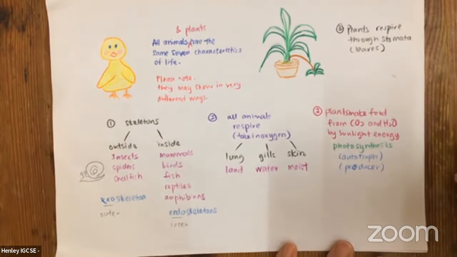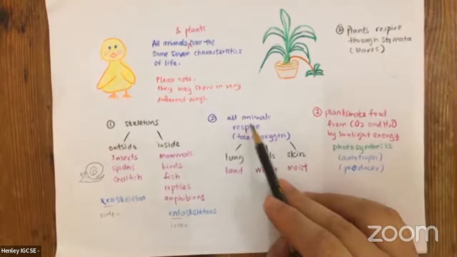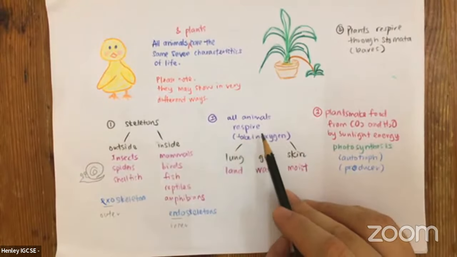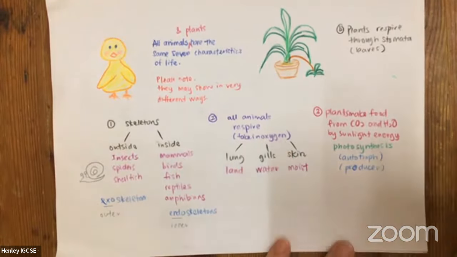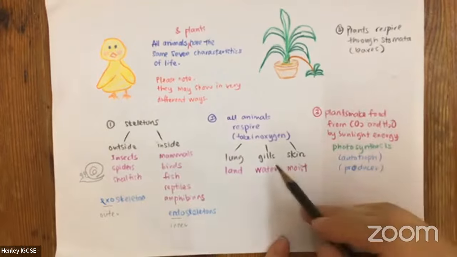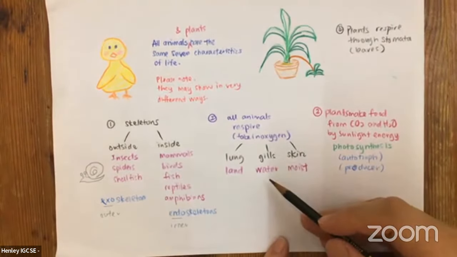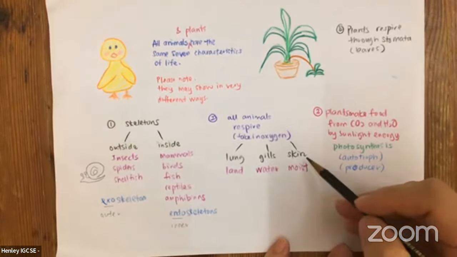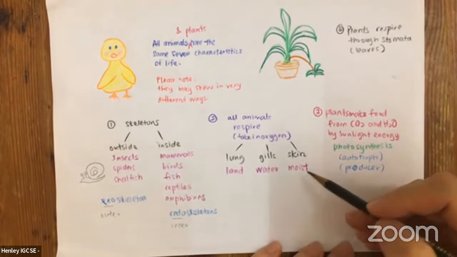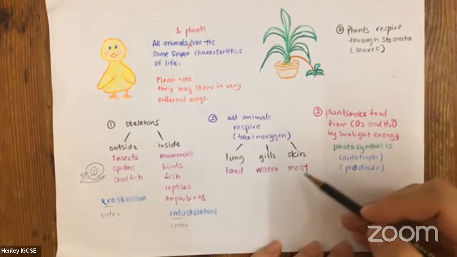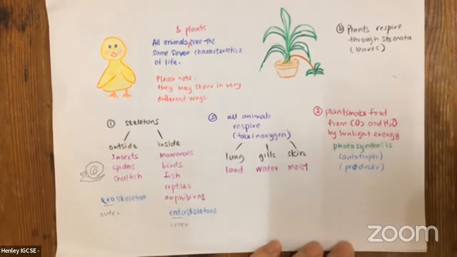The second thing to remember is all animals respire, taking in oxygen, but some use lungs for animals on land, gills for fish in water, and skin, just like some amphibians, which need a moist surface.